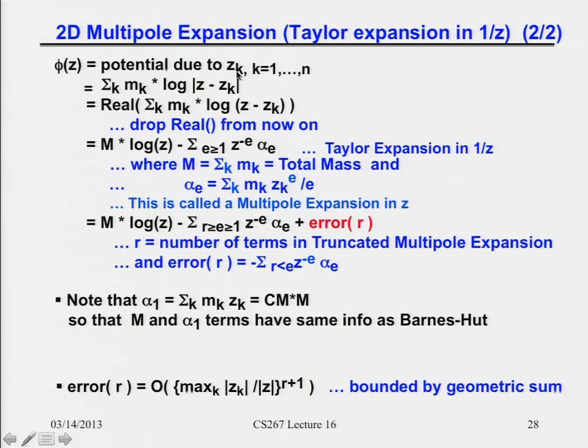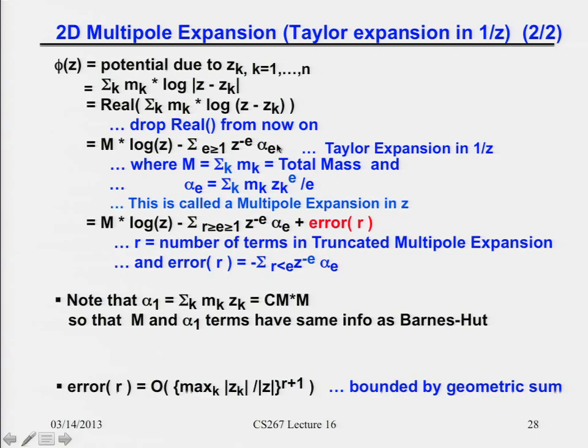And as I said, we write it as the sum of mk times the log of the distance. And then I take out the real part, and that's all I need. And then all the algebra on the last slide got me to this point. It's the total mass times the log of where you are times a Taylor expansion in 1 over z. And so these are called the multipole expansions. Okay, so that's the repeat of the last slide.